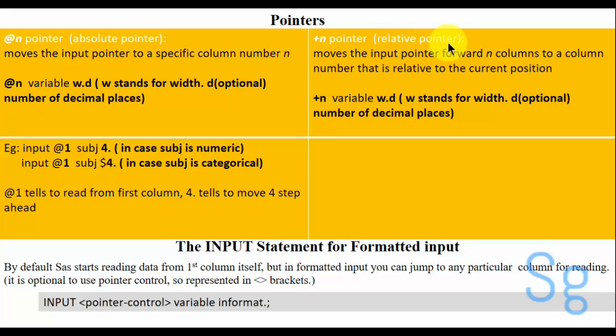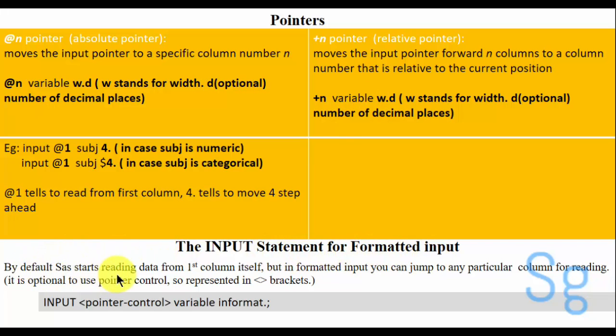A relative pointer moves the input pointer forward n columns to a column number that is relative to the current position. It is written as plus n variable w.d. Rest of the things are the same. The input statement for formatted input.